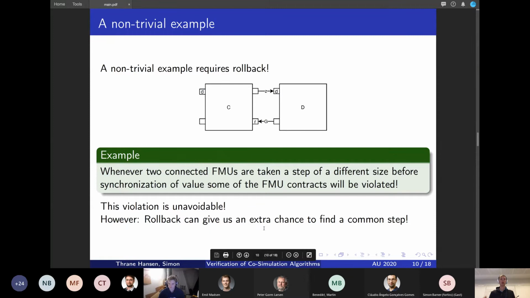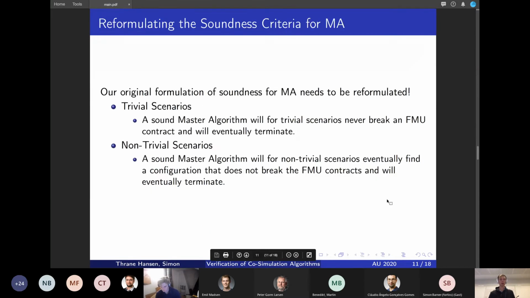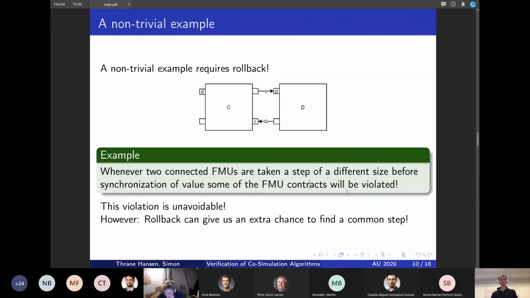But that leads us to, in order to solve this scenario, we need to reformulate our original formulation of what a sound master algorithm is. For trivial scenarios, we can reformulate it so it will never break one of the contracts that we defined earlier, and eventually the master algorithm will terminate, so it will not run forever. But for non-trivial scenarios, a sound master algorithm will eventually find a configuration that does not break the FMU contracts, and it will eventually terminate. It just means, for this example, that at some point we will succeed in finding a common step, and then we will be able to satisfy all the contracts that we stated earlier.